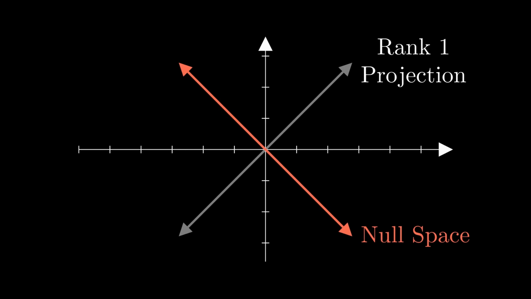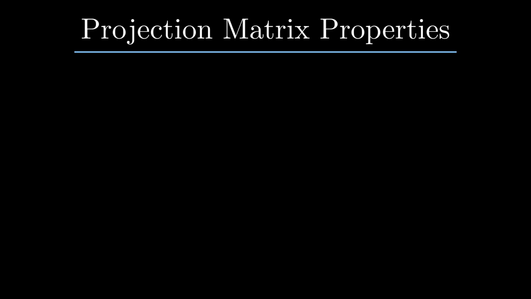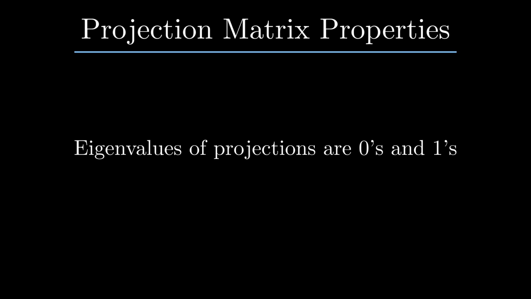This is also related to eigenvalues, which brings us to our next property. The eigenvalues of projection matrices are all 0s or 1s. I'm assuming that you have a good geometric understanding of eigenvalues. If not, pause here and go check out the video on this topic by 3Blue1Brown. So why are the eigenvalues 0 or 1? Let's actually ask instead, where are the eigenvalues 0 or 1? Meaning, which eigenvectors have these eigenvalues?